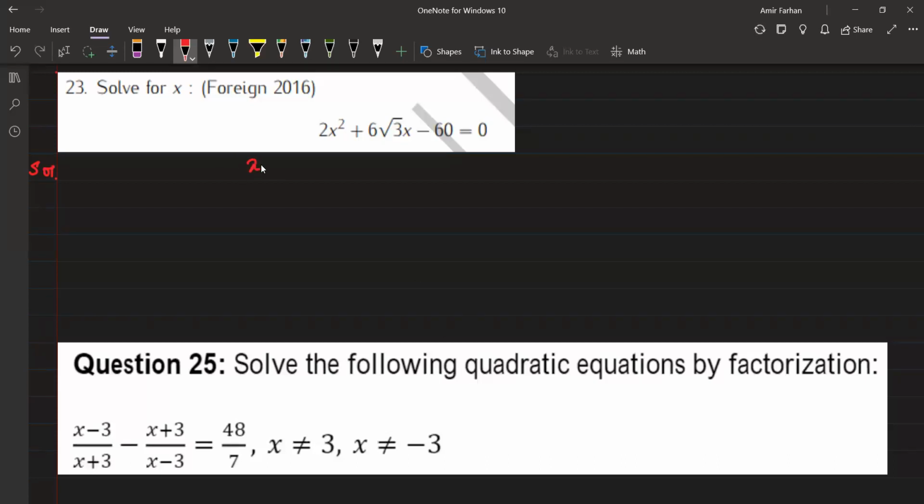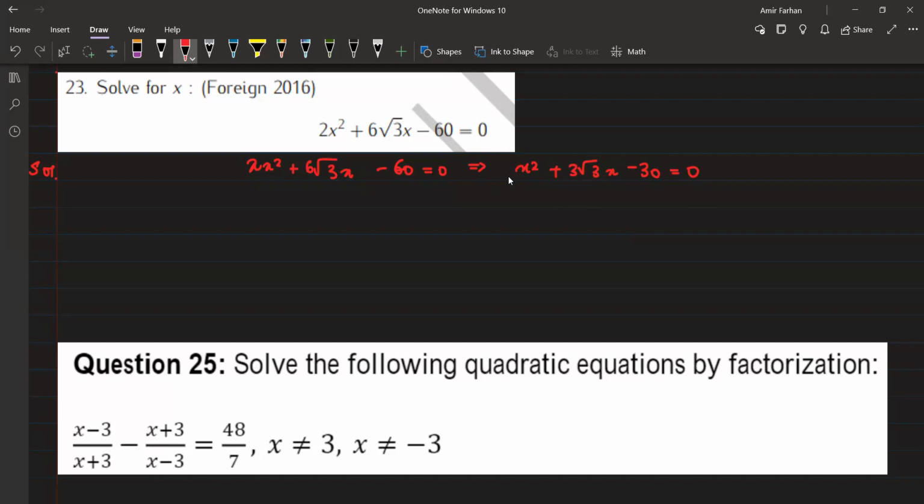Okay, very good. 2x square plus 6 root 3x minus 60 is equal to 0. You can see 2 is common in all the terms. So you take 2 as common and just throw it to the right hand side, so we say that 2 is not required in the equation. You have to split this 3 root 3 in such a manner that you get the 30. Basically 30 into 1 is 30, na?